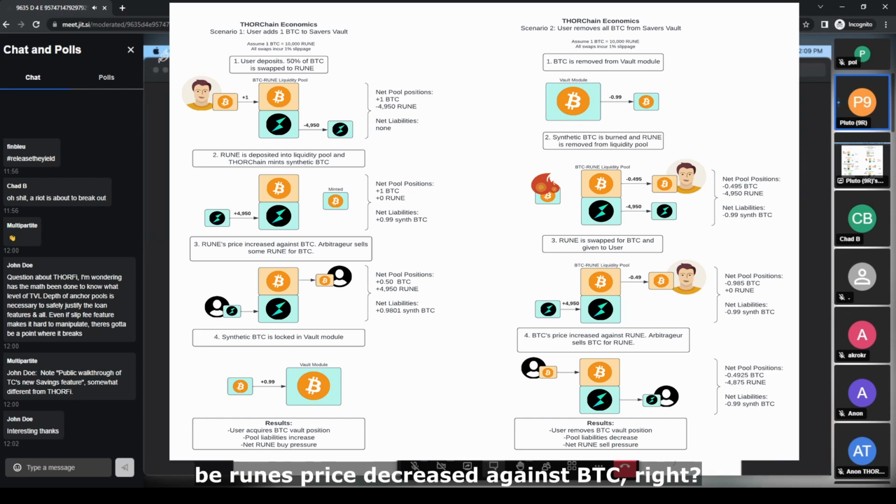So that should actually be Rune's price decreased against BTC. Right. Number 3, Rune's price has decreased against BTC, so an arbitrage would buy Rune. If Rune's price is increasing, that means the arbitrage bot would buy BTC and sell and acquire Rune. And if Rune's price is decreasing, the arbitrage bot would buy BTC and then acquire the Rune. Yeah. So sorry, I think the diagram is wrong there, if I'm not mistaken. Yeah, I think it's in reverse.